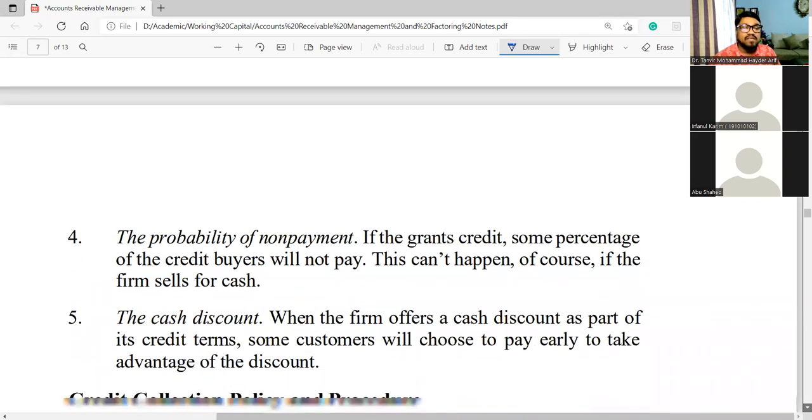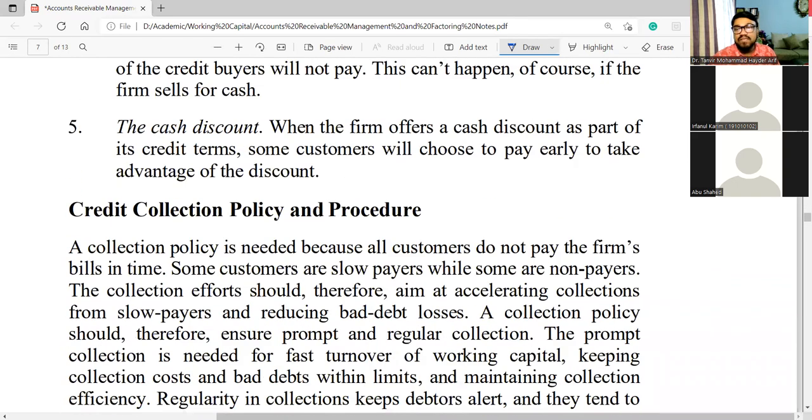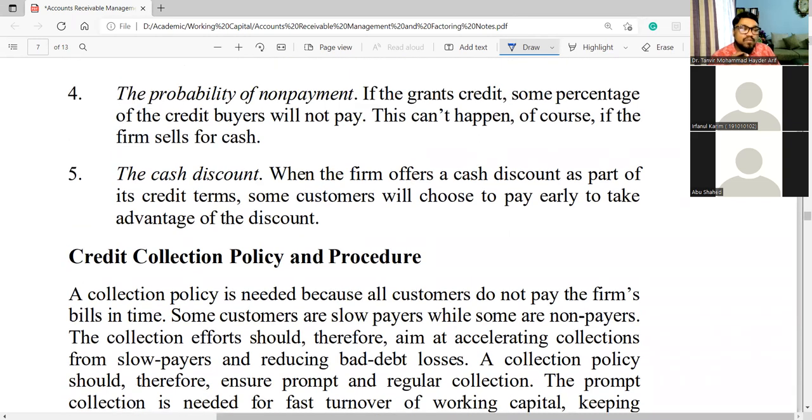Also, you have to consider the probability of non-payment. Yes, of course, there is always a probability of non-payment. A certain person will not pay on time and a certain person will never pay. It's not that they have bad intention, but it's because of the environment. Maybe there is a flood or a disaster from anywhere or any kind of suffering or fire accident. There are many reasons. So you have to consider the probability of non-payment.